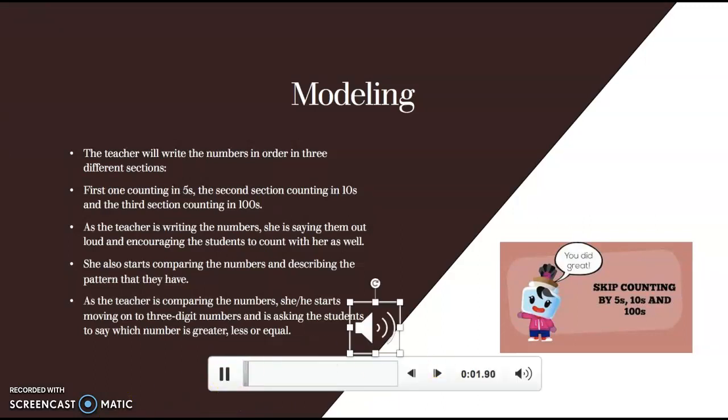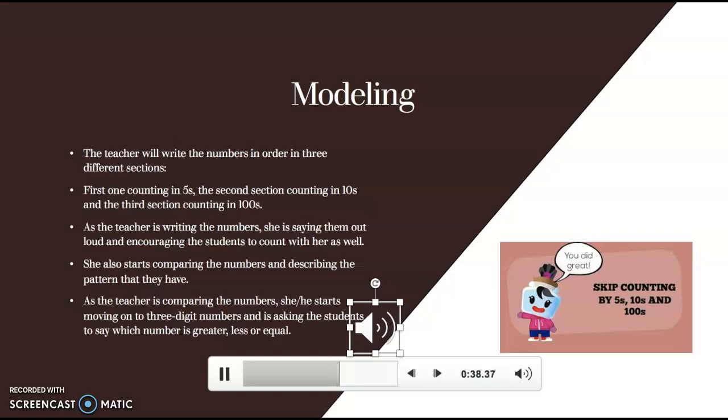In order to model the lesson, the teacher will write the numbers in 3 different sections on the whiteboard. One section will be counting in fives, the second section will be counting in tens, and the third section will be counting in 100s. As the teacher is writing the numbers, she's also saying them out loud and encouraging the students to count with her. As the students are counting with her in fives, tens, and 100s, she's also encouraging them to compare the numbers and describe the pattern that each section has.